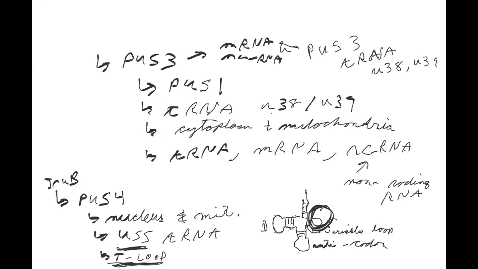TRUB deals with PUS4, and that's in the nucleus and in the mitochondria, dealing with the transfer RNA at the U55 position, and it deals with the T loop. Again, what I said before, you've got a transfer RNA. This is where the variable loop is, the anticodon. All right, this is where the amino acid is being held. All right, so here's the variable loop. This is the T loop. This is the D loop, and this is the anticodon loop. Okay.